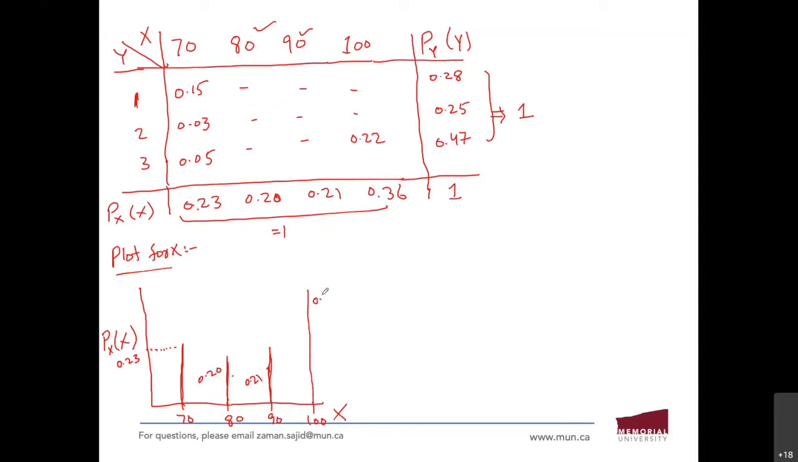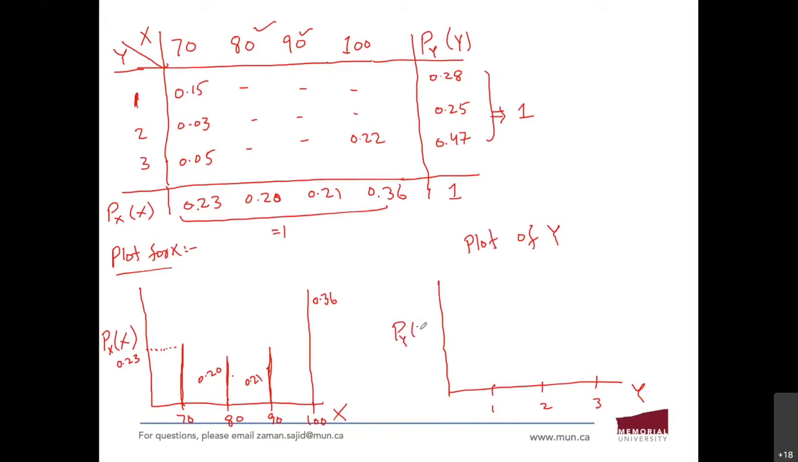This is 0.36. So that's how you plot the PMF of X. Now for the plot of Y, if this is my Y-axis and I know my Y values are 1, 2, and 3. These are 1, 2, and 3. And this is the marginal of Y.